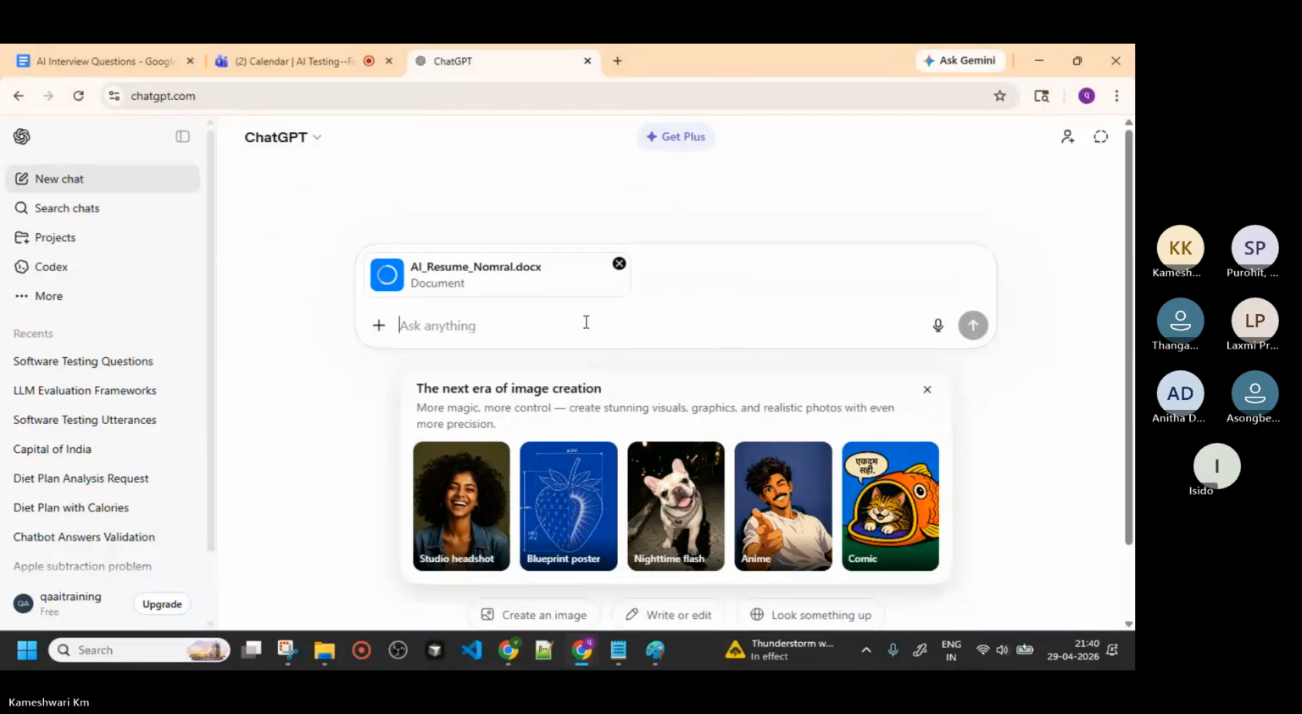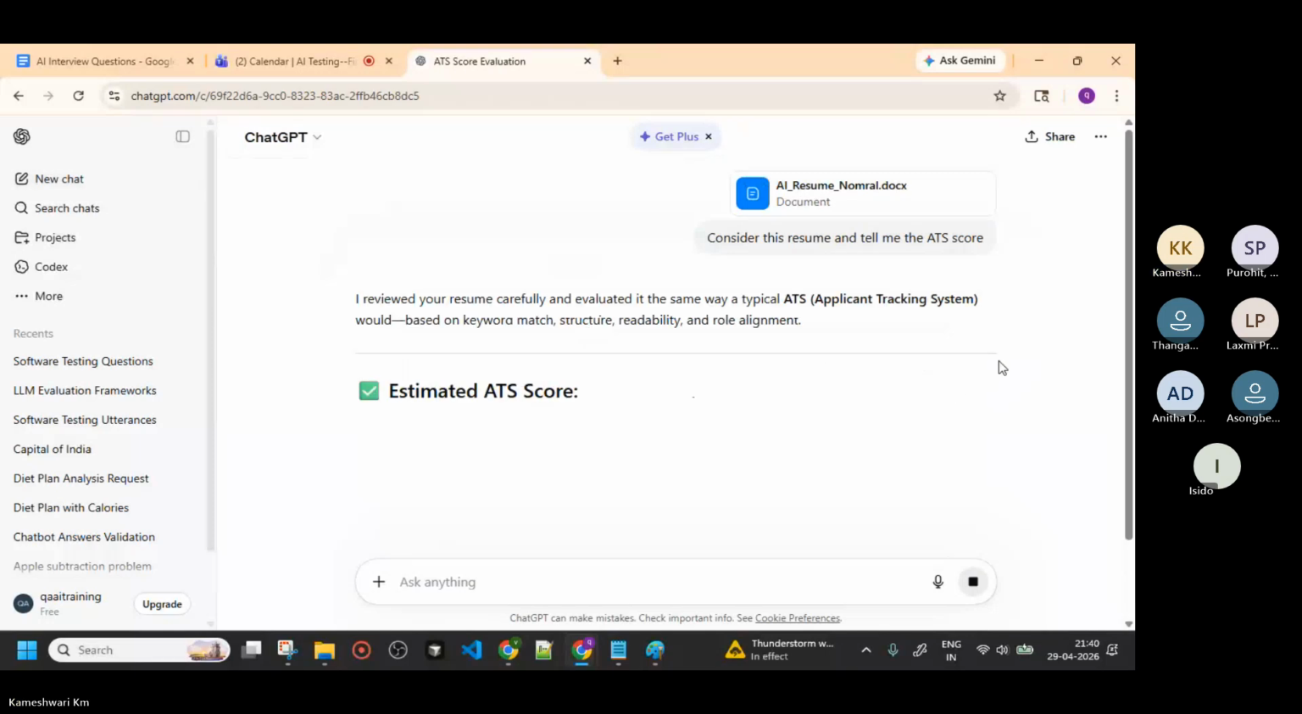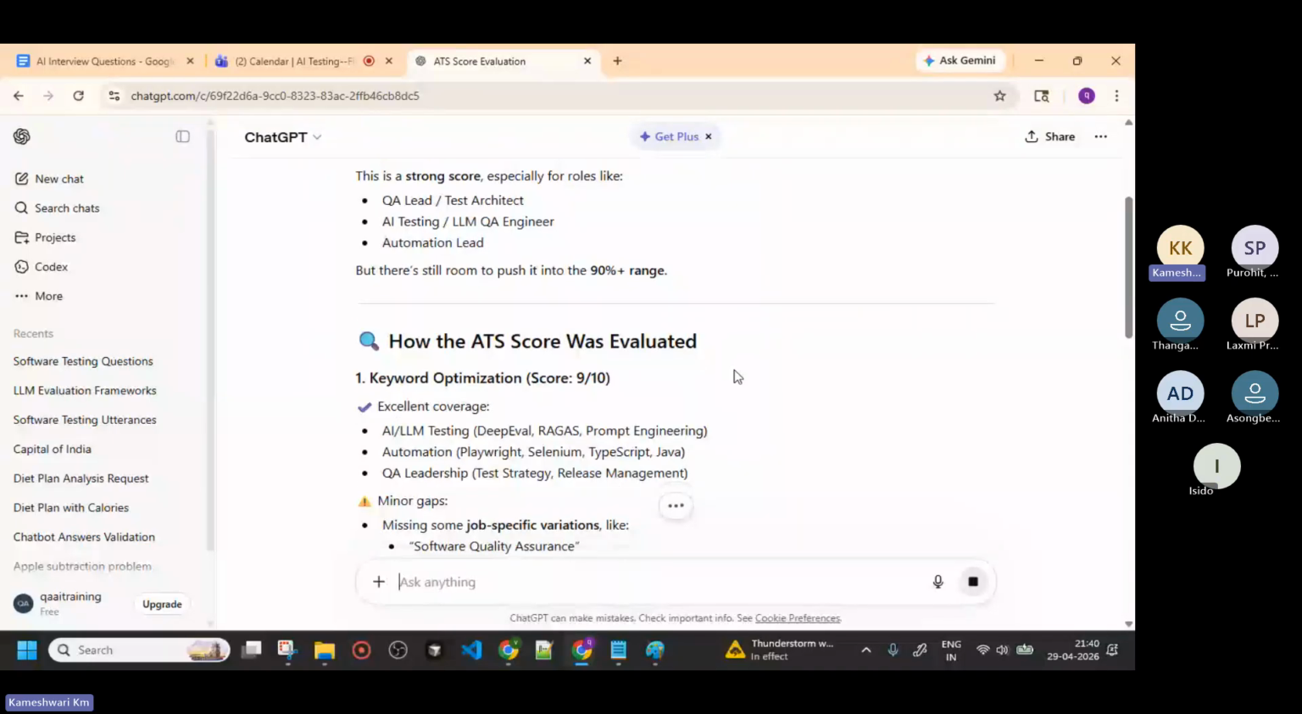Okay, consider this and tell me the ATS. So is the ATS score against a job description or just in general? What is it comparing this resume with? So how is it evaluated?